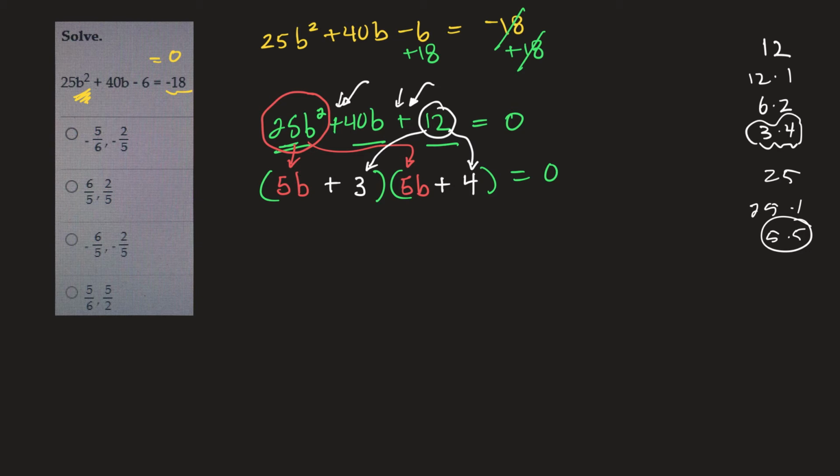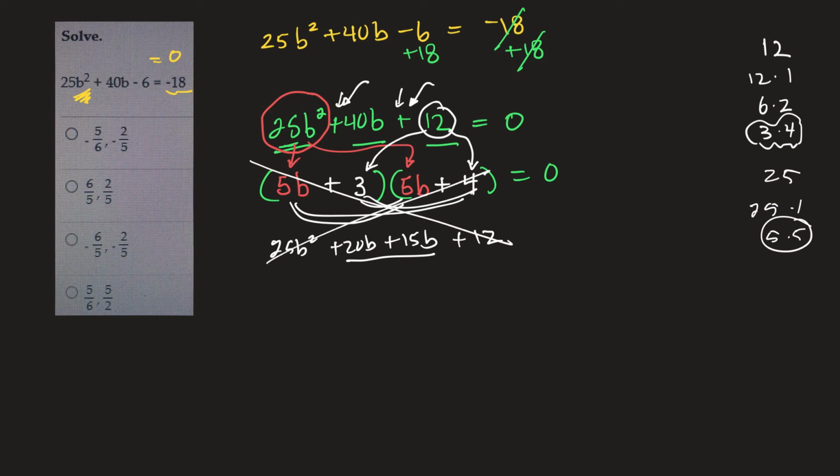Okay, now I check. And who knows whether we're going to get the right answer or not. So this times this would be 25b squared. This times this plus 20b. This times this plus 15b. This times this, of course, is 12. If I add those together, it gives me 35. Oh. So I guess I can't use that one. My middling method didn't work. Okay, that one's out. Let's try another one.